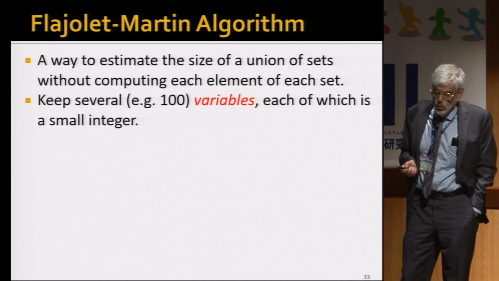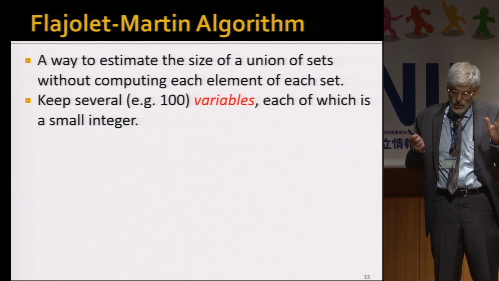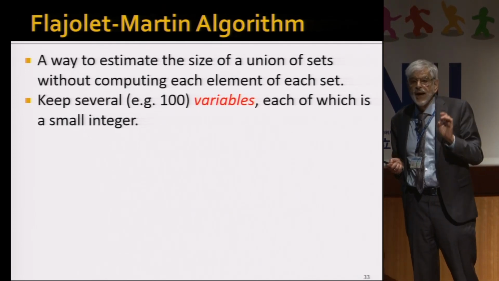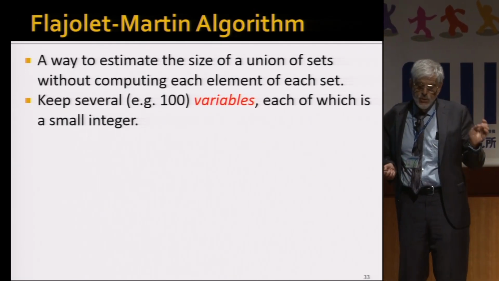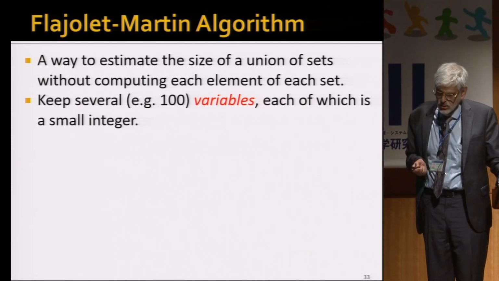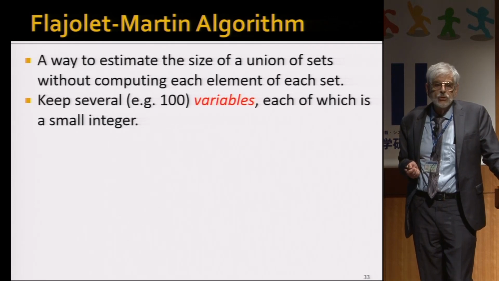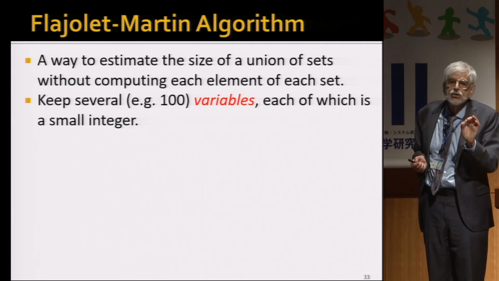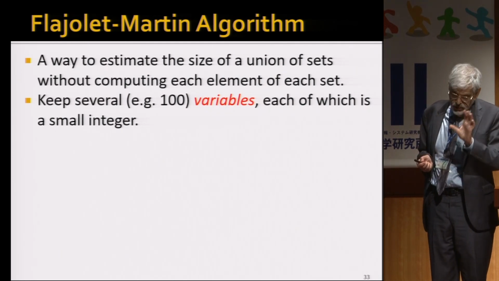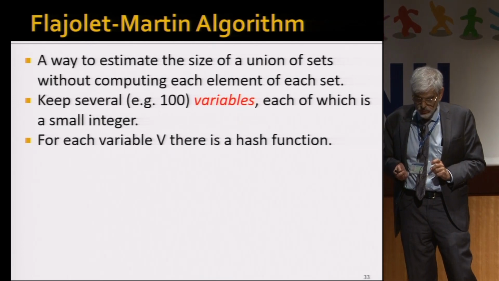First, we're going to keep a number of variables. The more variables you keep, the more accurate your count will be. If you keep 100 variables, that's probably good enough in this application. Now, a variable is a small integer. And by small, I mean really small. 5 bits is enough. And I'm going to assume that a variable is actually 5 bits.